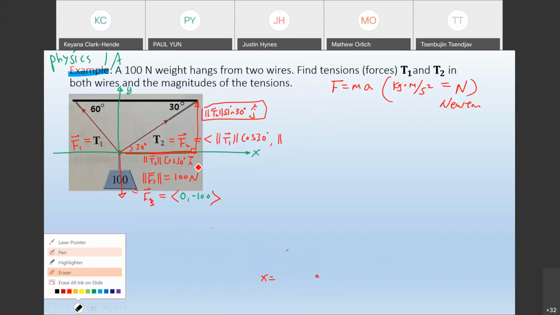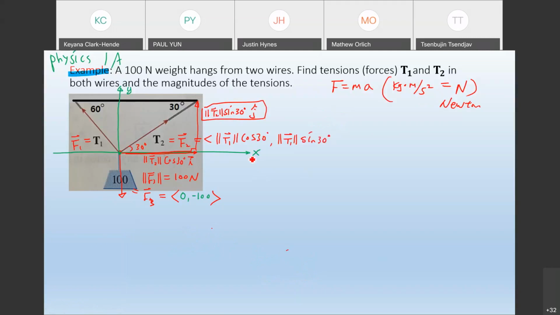What's this? T2, T1 sine 30, right? So let's work it out. What's that equal to? Cosine 30 is radical 3 over 2, T1. And sine 30 is 1 over 2, T1.